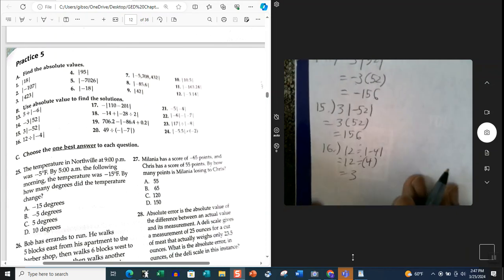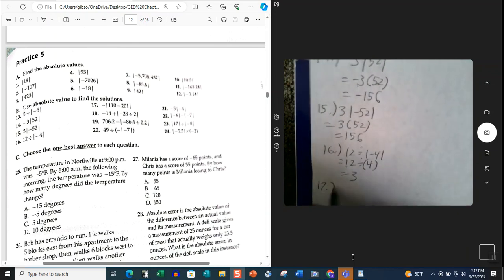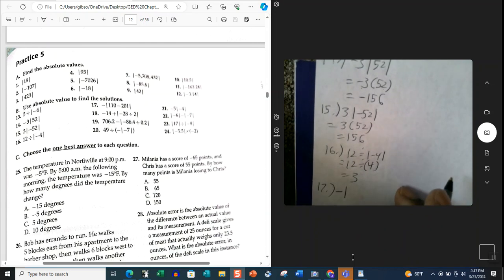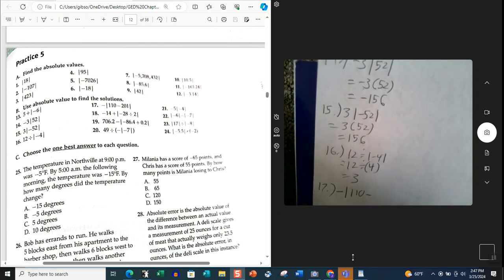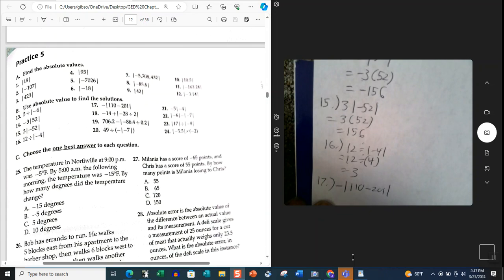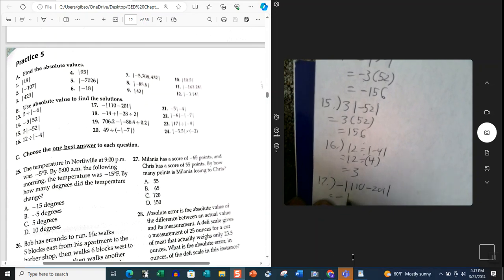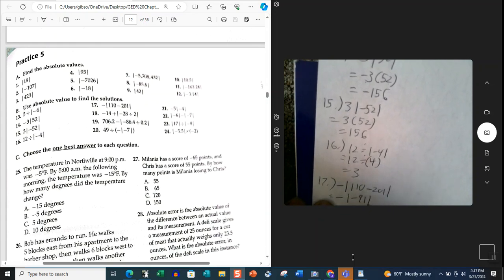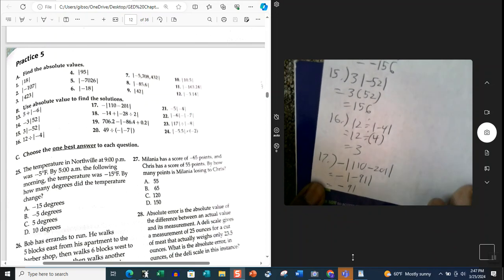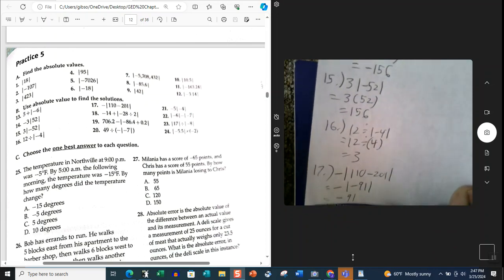Now we go to problem 17. We have the opposite of the absolute value of 110 minus 201. 110 minus 201 would give us the absolute value of a negative 91. Absolute value of negative 91 is just 91, and we'll bring down our negative sign. So it's just negative 91 for problem 17.